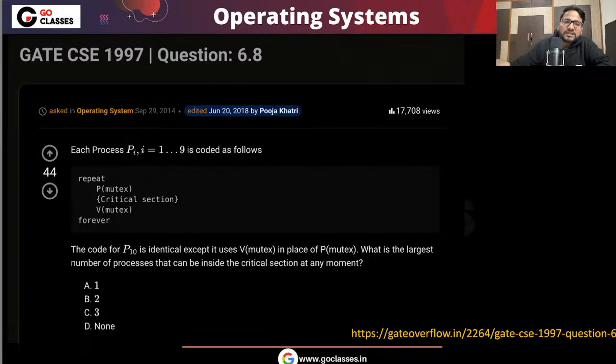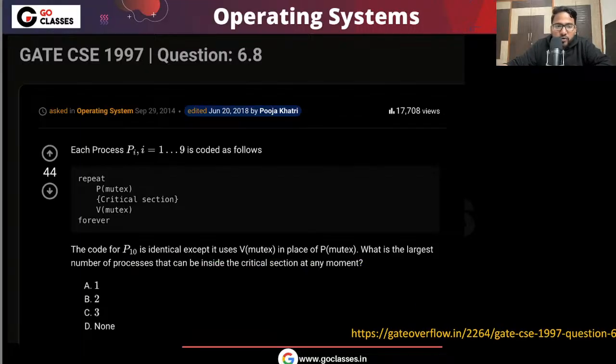Now let's see this question which was asked in GATE 1997. What are they saying? They have 9 processes, each executing something like this, and then there's a 10th process, identical but with V in place of P. So they are saying they have 10 processes.